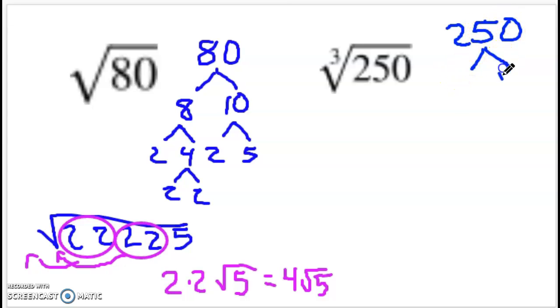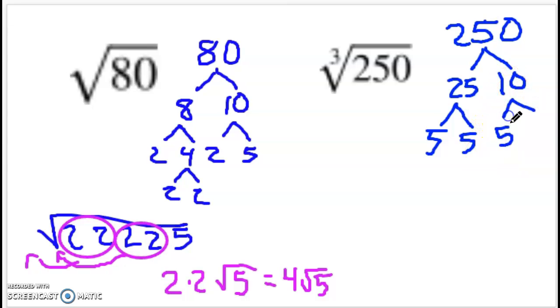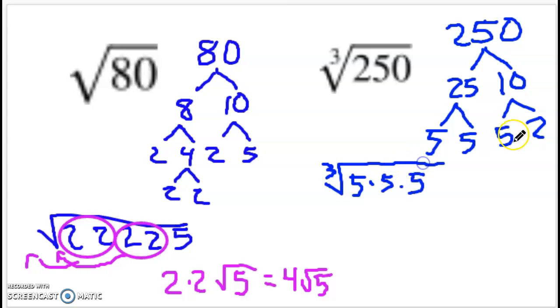Well, it ends in 0. Whenever it ends in 0, you can always say 10. 25 times 10 will give me 250. 25 I can break down more, because 5 times 5 gives me 25. 5s I can't break down anymore, those are prime. 10 I can break down, though, into 5 times 2. Right? So now I can rewrite my prime numbers underneath my cube root this time. So I have 3 5's, and I have 1, 2.